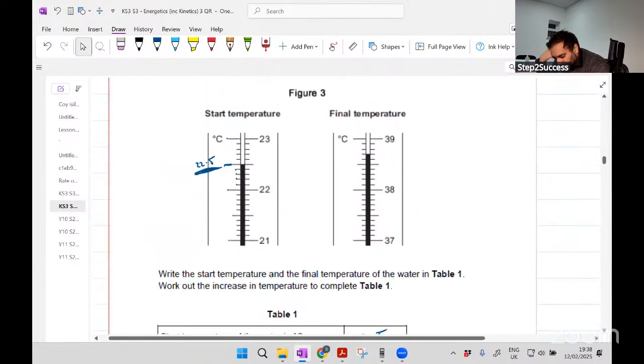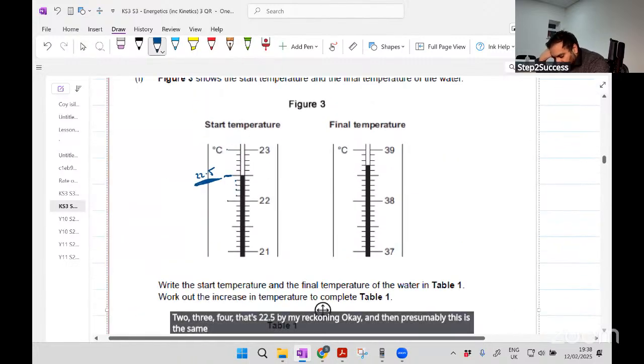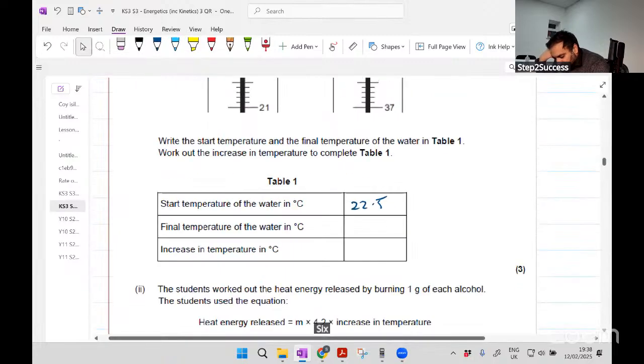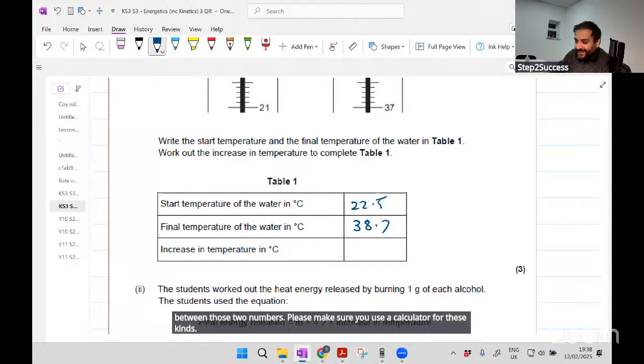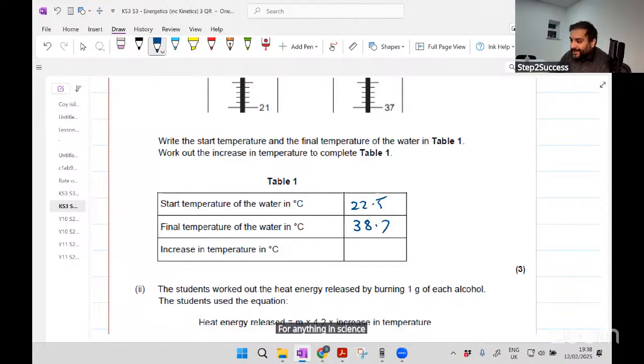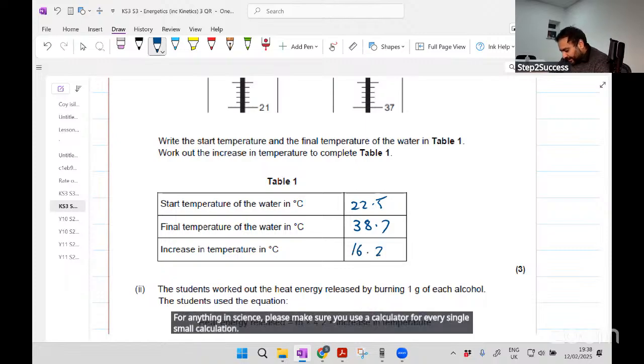Okay, and then presumably this is the same. It's going up in 0.1, so that's 38.5, 38.6, 38.7. And then the increase in temperature is the difference between those two numbers. Please make sure you use a calculator for anything in science. Please make sure you use a calculator for every single small calculation, because it is not worth getting it wrong.